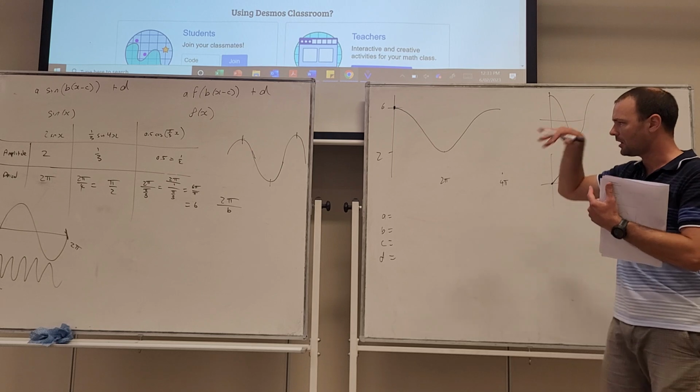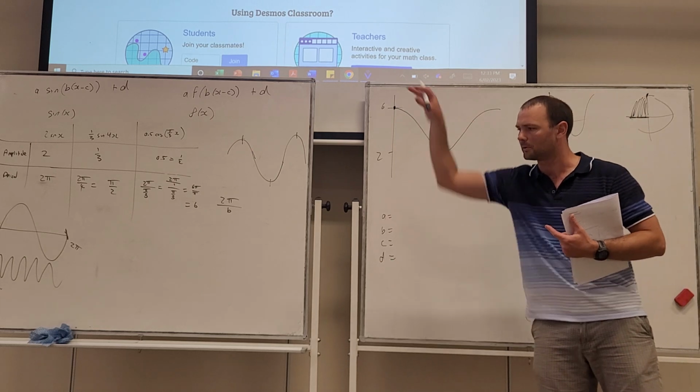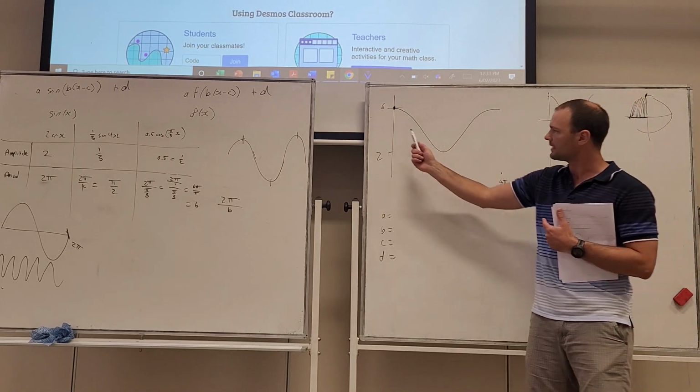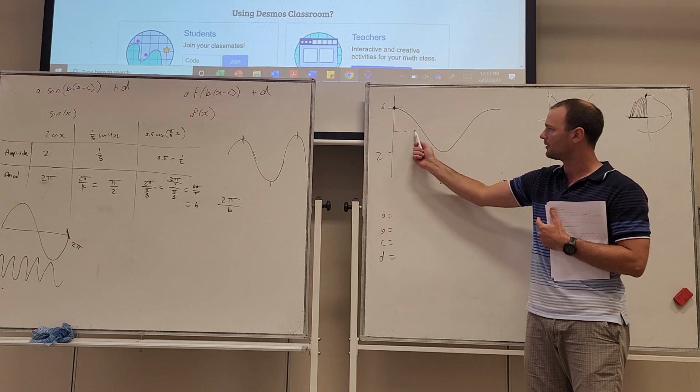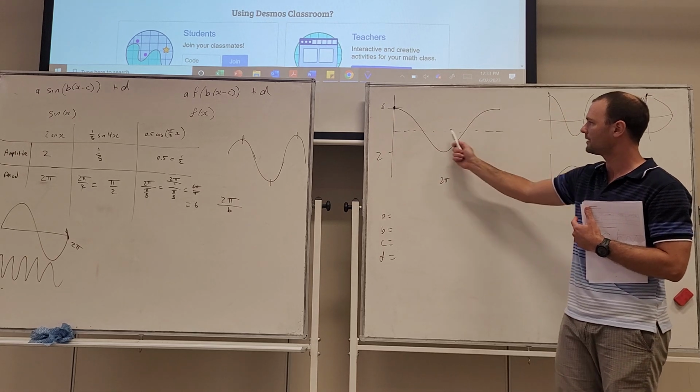Now, the first thing I like to look for is the principal axis. That is the line about which the function propagates itself. And that's going to be exactly halfway between the peak and the trough. Okay, we can draw a dotted line there to represent that.